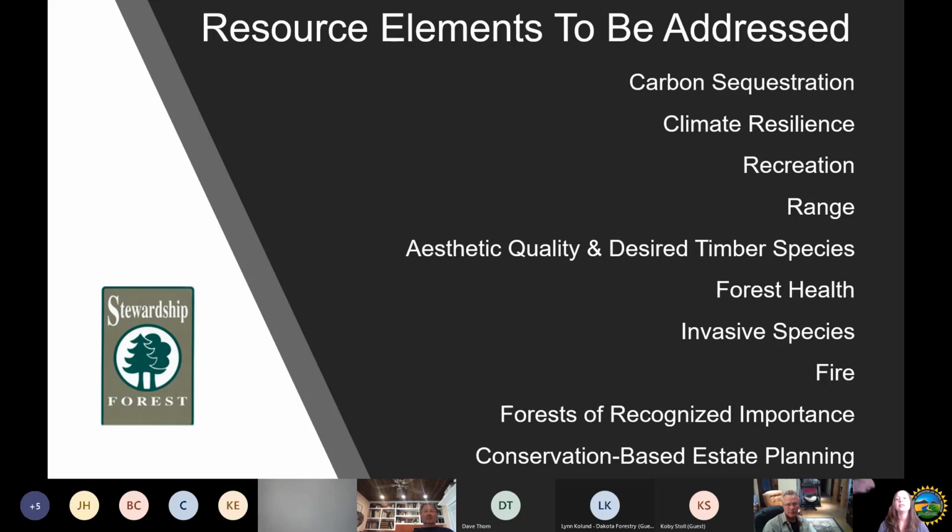So with that, some other additional elements that we are required to have addressed in these plans, or at least mentioned, are carbon sequestration, climate resiliences, recreation, range, aesthetics, and the desired timber species. So if you're wanting to promote quaking aspen in a certain area, that is part of the plan, or ponderosa pine because you want wood production. It's all encompassed in that.